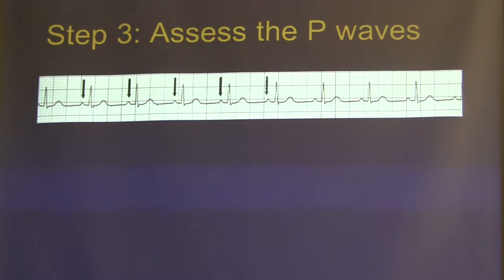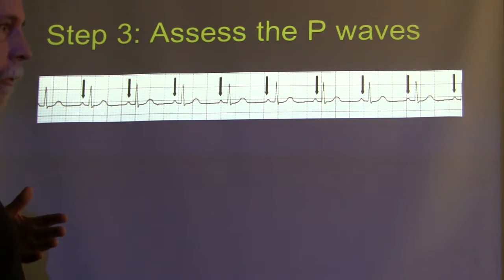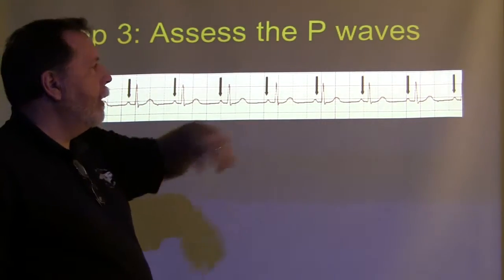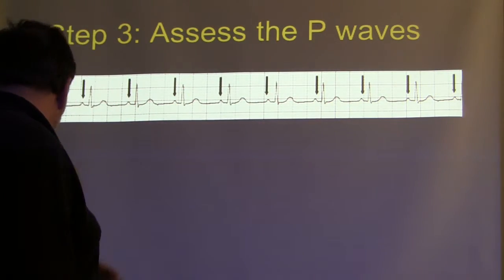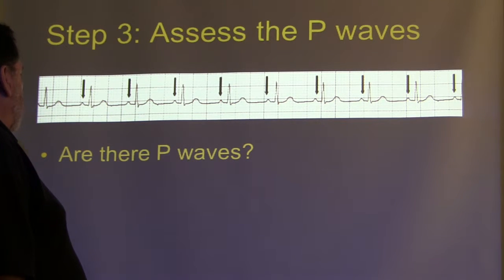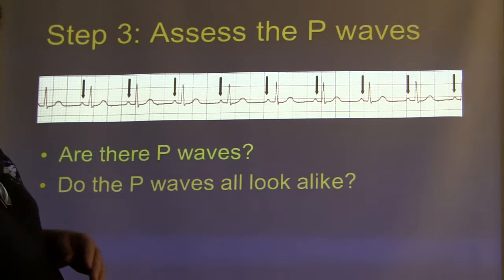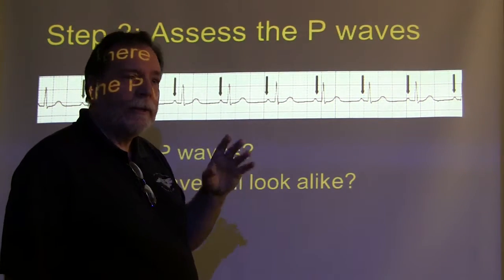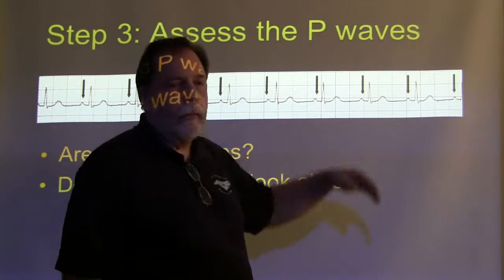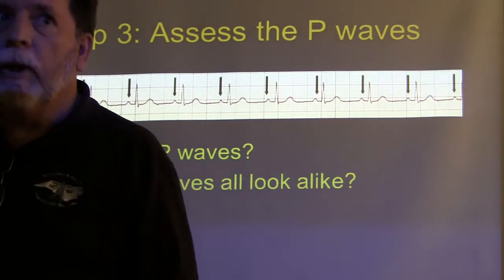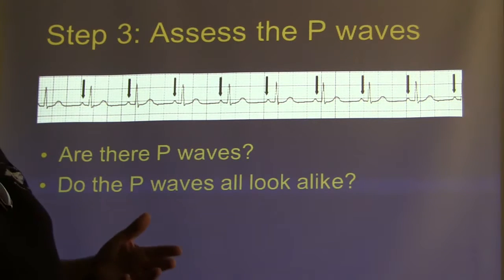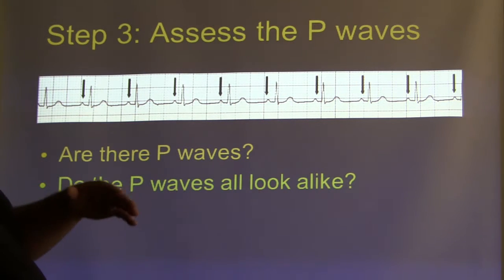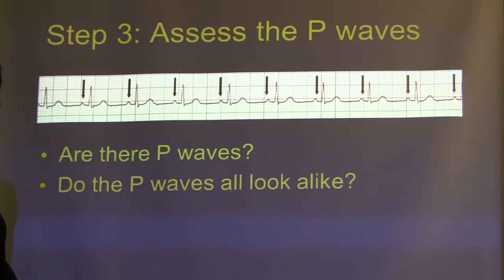Okay, step 3, assess the P waves. I said there's actually more to it than just looking at them and making sure they're there. The first step is, yeah, we look at them. Is there a P wave there? Yes, there is. That answers that part of the question. But we also have to ask, do the P waves all look alike? Well, if you look at it really closely, they're not all exactly alike, but that's okay. Are they similar is probably a better way of asking this question, because even if they were generated the same, there's going to be differences in the way they're displayed. So the answer on this particular strip is, yes, they all look alike.